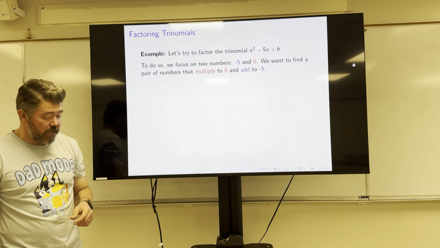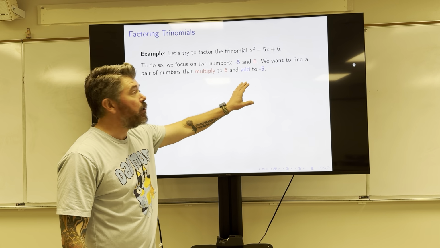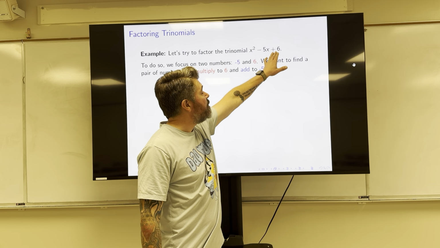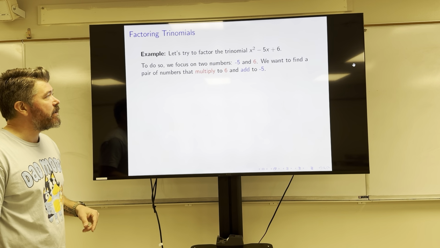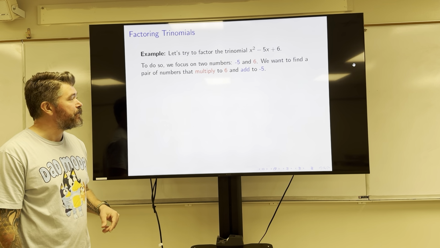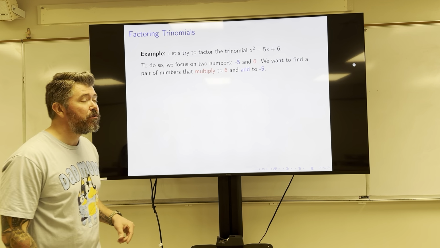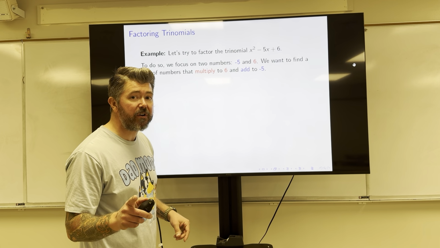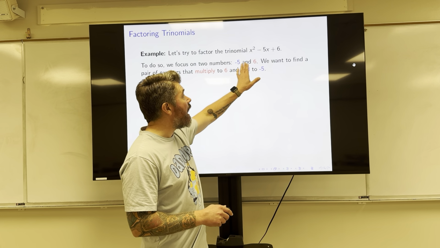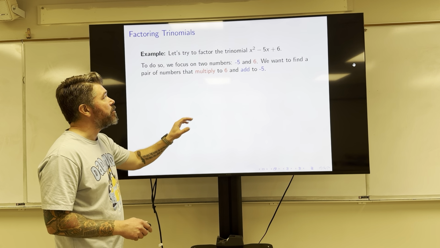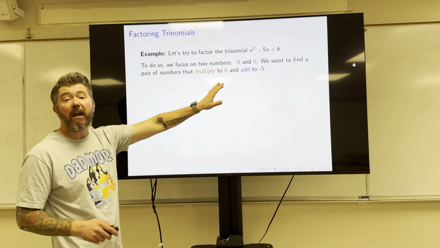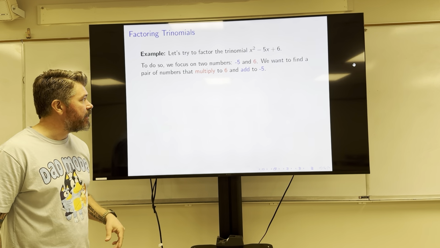Okay, let's look at another example now. Now I'm going to move the negative from the back to the middle here. Let's look at x squared minus 5x plus 6. So again, focus on two numbers. Which two numbers are we focusing on? Negative 5 and positive 6. We want to multiply to 6 and add to negative 5.